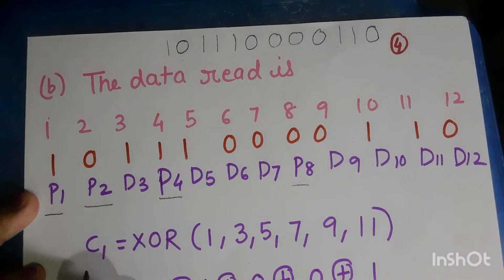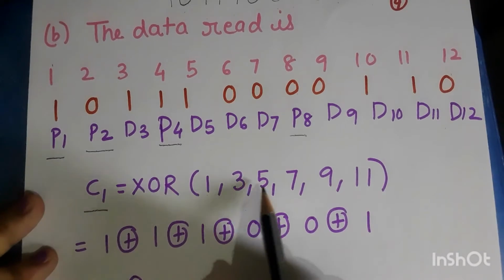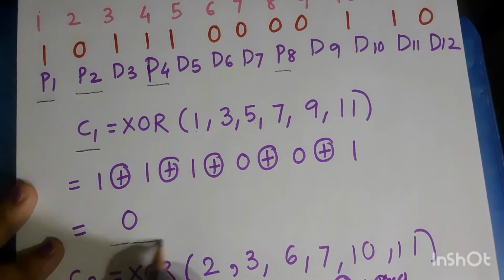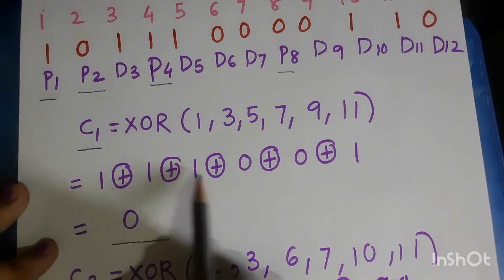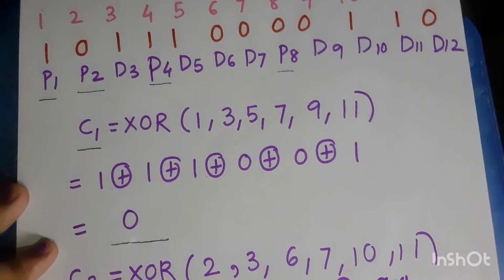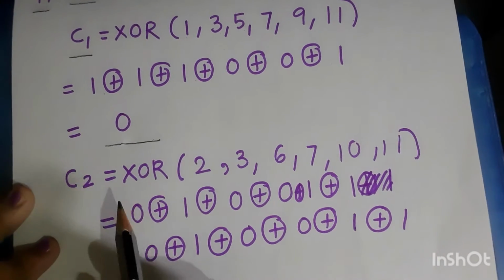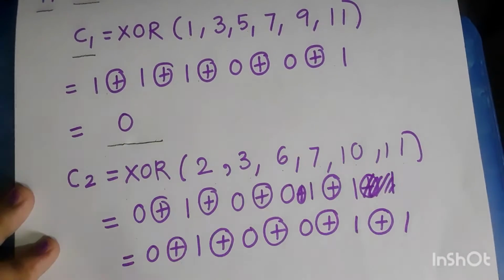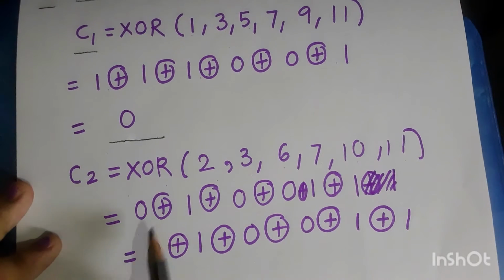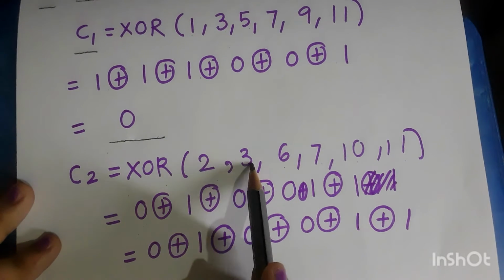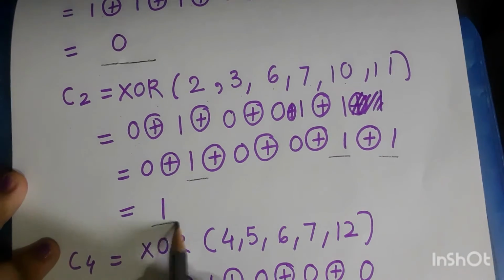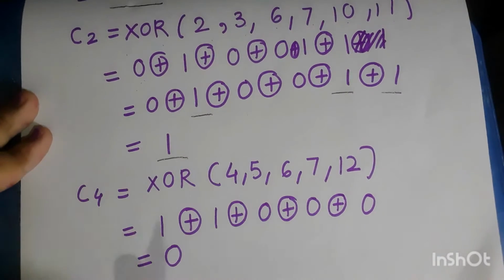Now we are evaluating the check bits. C1 is the XOR of 1, 3, 5, 7, 9 and 11. Even number of ones, so I am getting 0. C2 is the XOR of 2, 3, 6, 7, 10, 11 location bits, so I am putting the bits corresponding to them. Here there is an odd number of ones, so it is 1. XOR is an odd function.